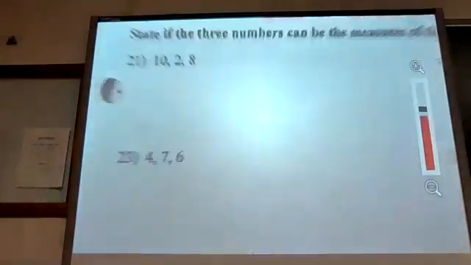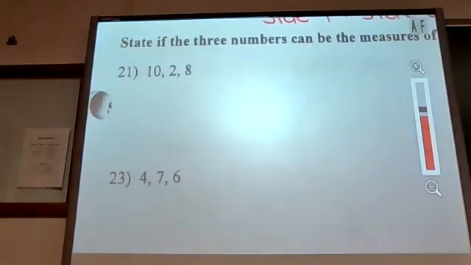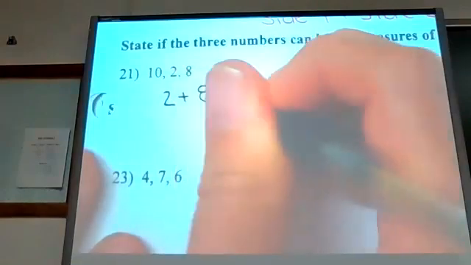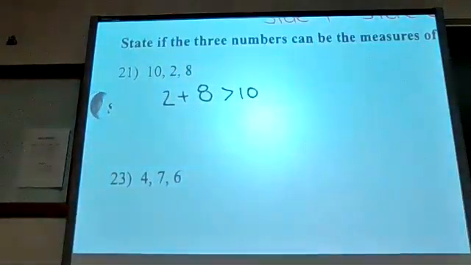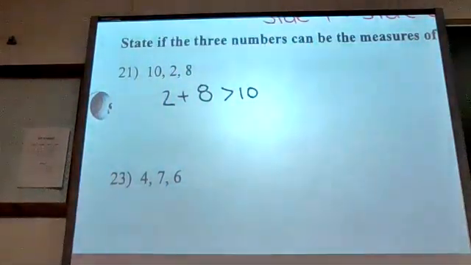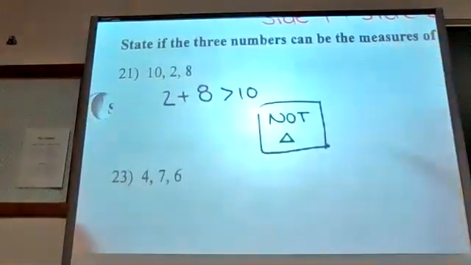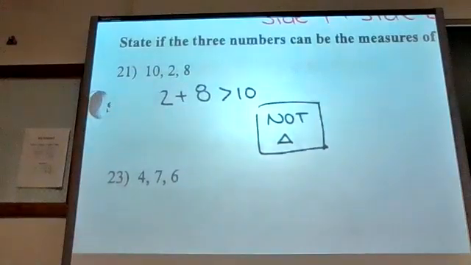So I'm going to look at the two smallest sides first, and then if I decide it's not a triangle, I don't have to keep going. So two smallest sides are 2 and 8. Would 2 and 8 add up to be greater than 10? No, so I just say this is not a triangle. Okay, that doesn't work. 2 and 8 would equal 10, wouldn't be greater than 10.